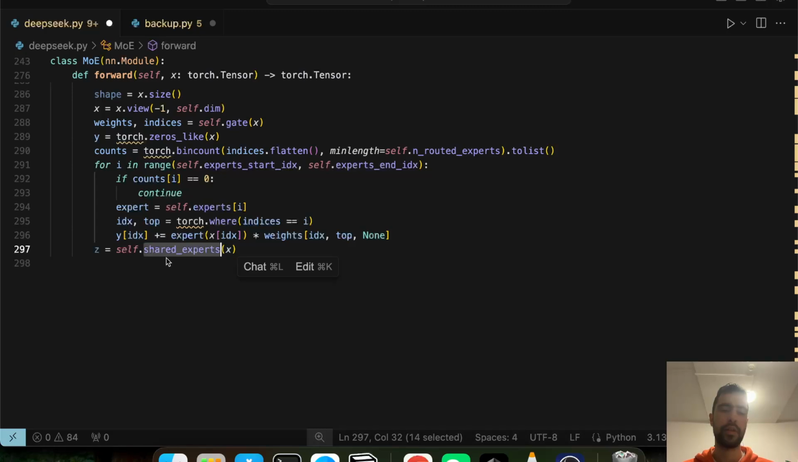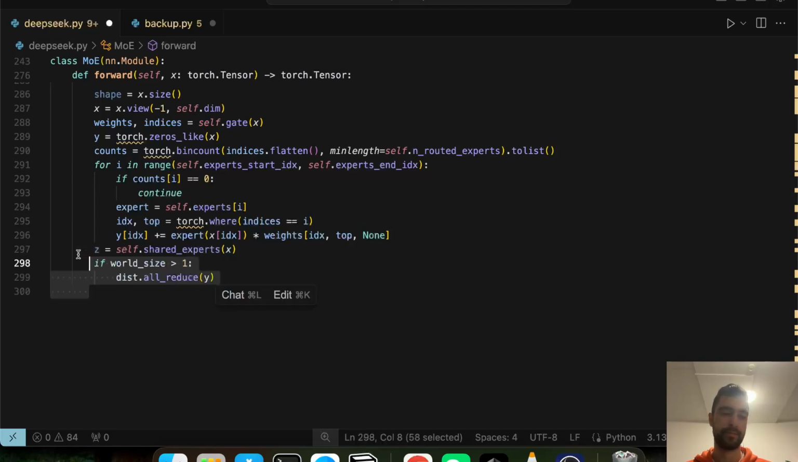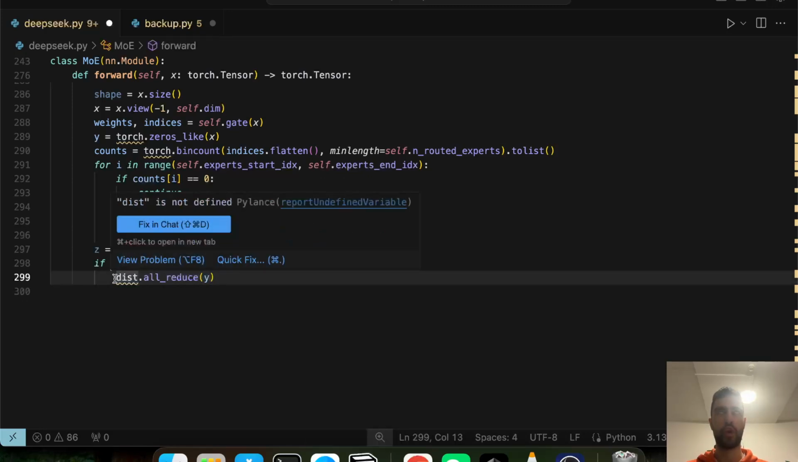Then we will pass the input through shared experts as well. We will get this z. If there is more than one GPU, then we need to combine all of the outputs of the experts on different GPUs. So for example, a single token could be sent to one GPU for a few experts and to a different GPU for another few experts. And now we need to combine all of them.